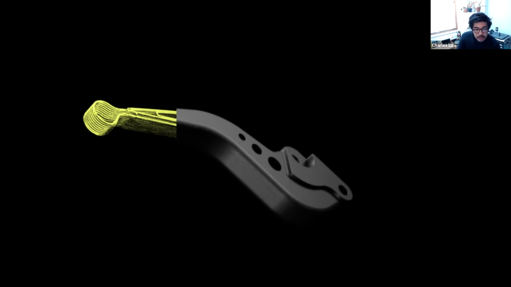How do textures print in continuous fiber parts? Well, the texture is always going to be on the outer surface, right? That's going to be the discontinuous fibers.